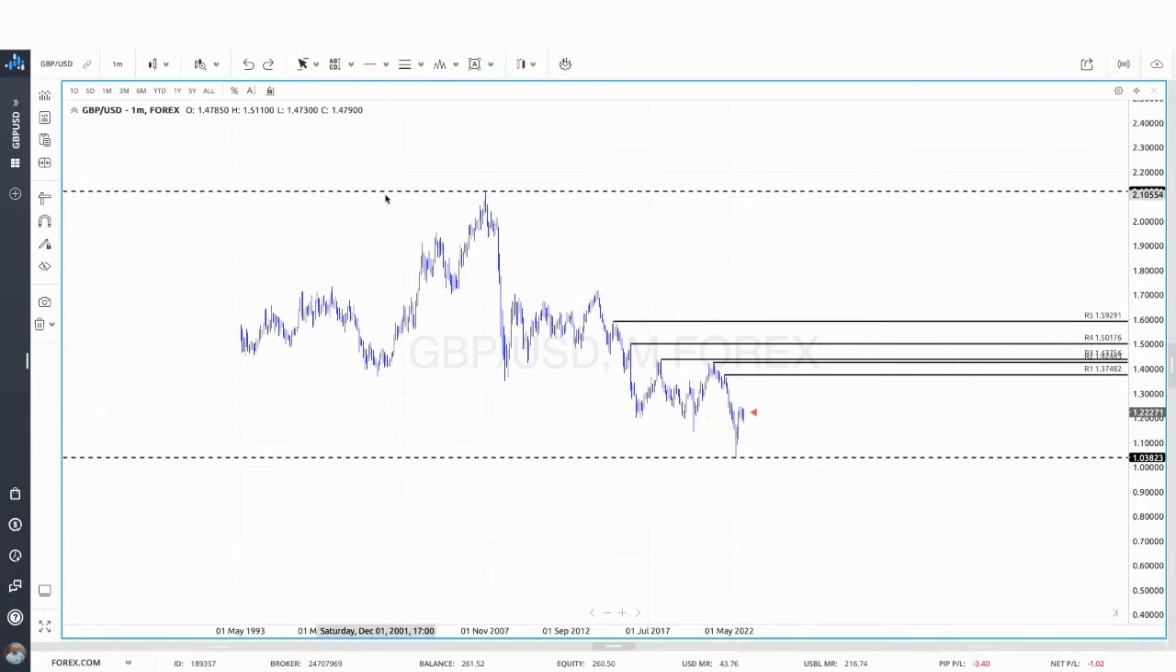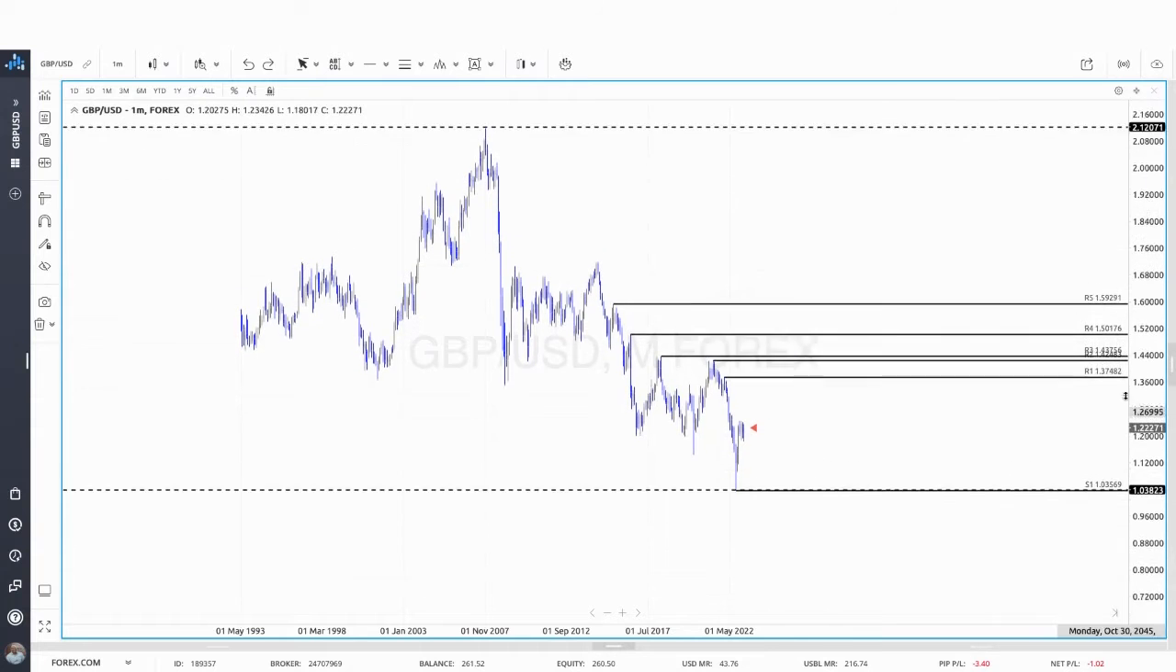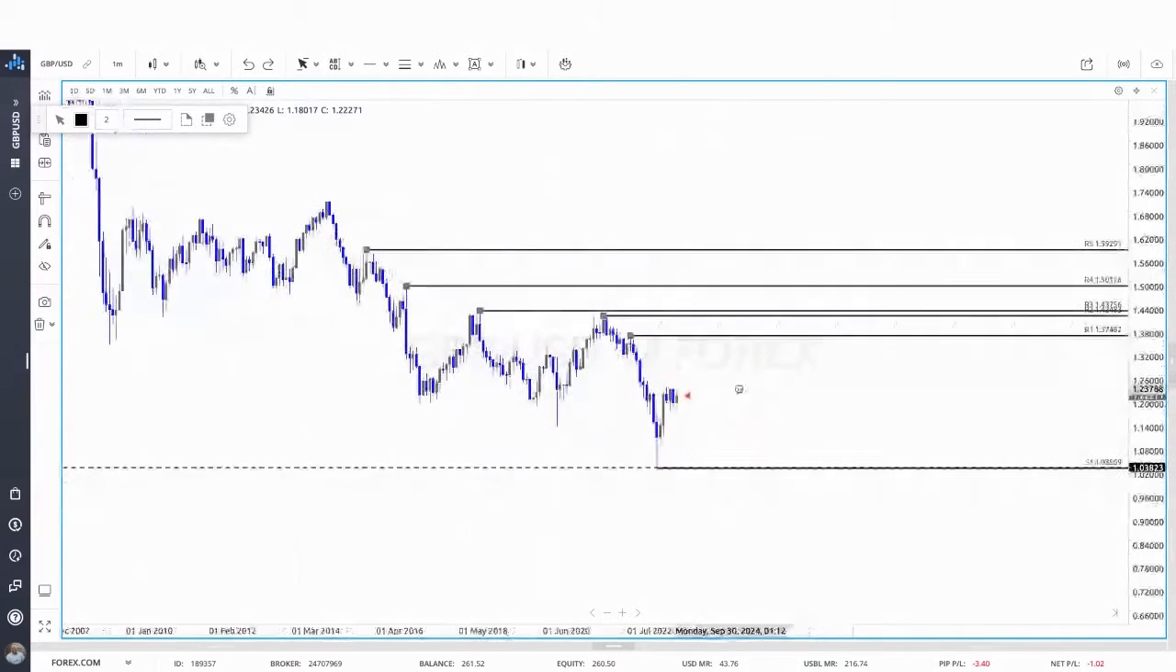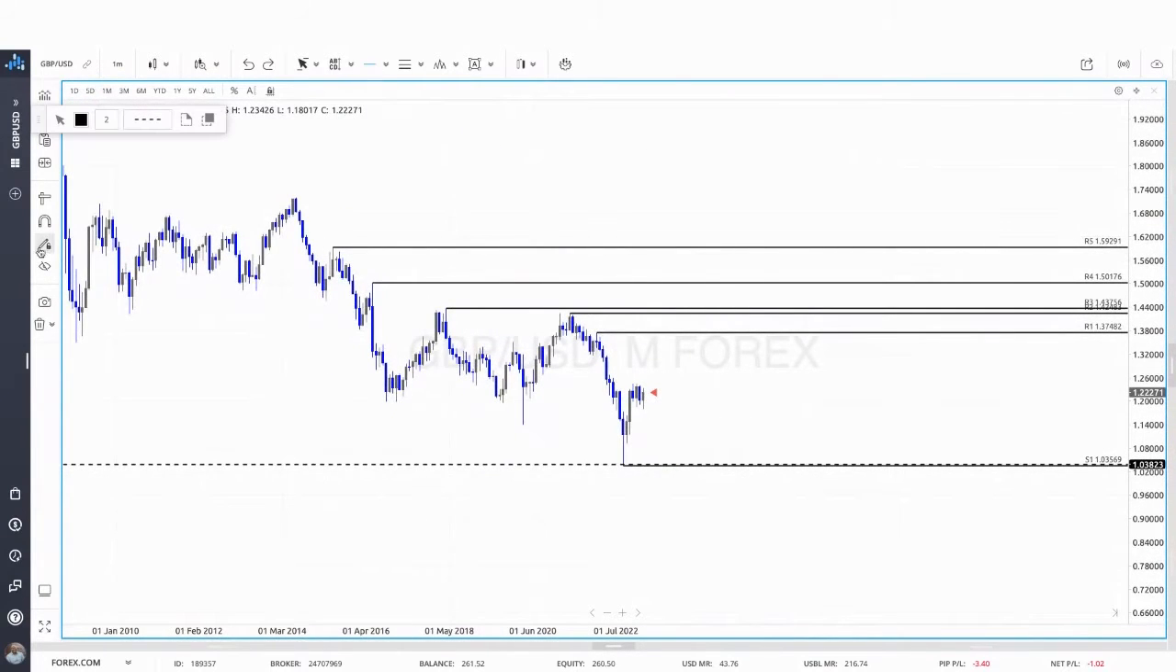Now what we do is we bring in our support and resistance levels. Again, we use Smart Trader. Smart Trader has smart technology that makes this markup process a lot more efficient for us.